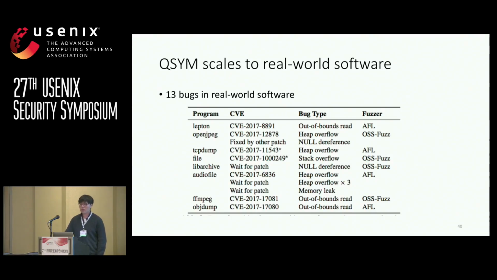QSYM scales to real-world software. We found 13 bugs in real-world software, including Lepton, OpenJPEG, tcpdump, FFmpeg and objdump. As you can see, they are already fuzzed a lot, and some programs are being fuzzed by OSS-Fuzz, which is the cloud fuzzing from Google. Even though they are already fuzzed, QSYM helped find bugs in these programs.